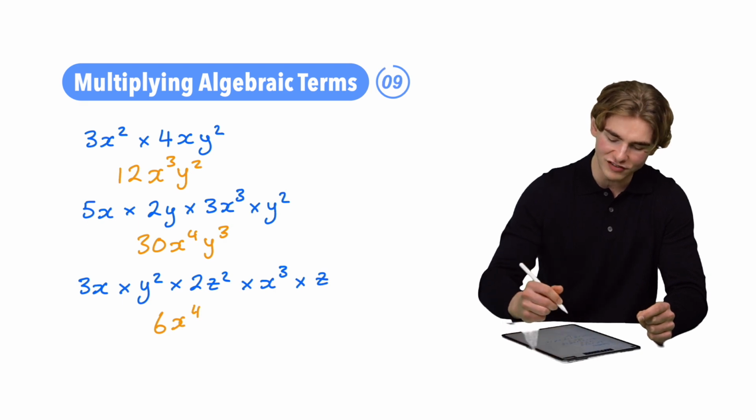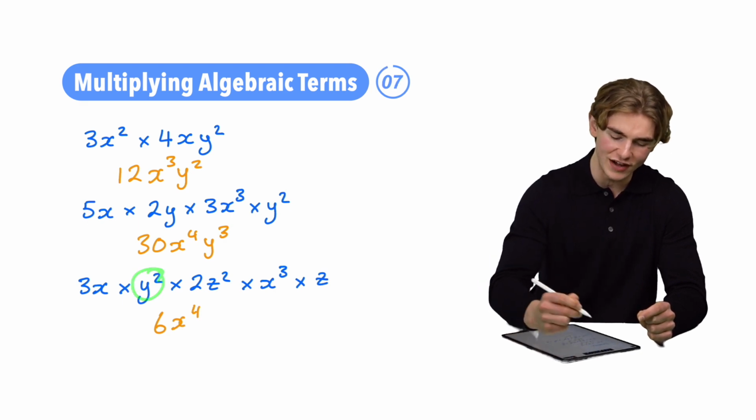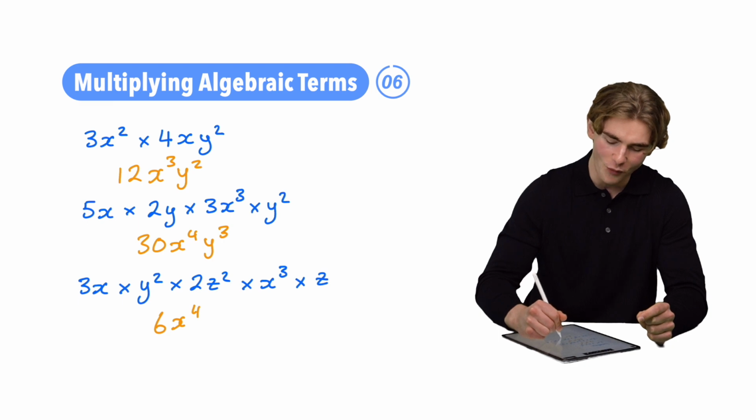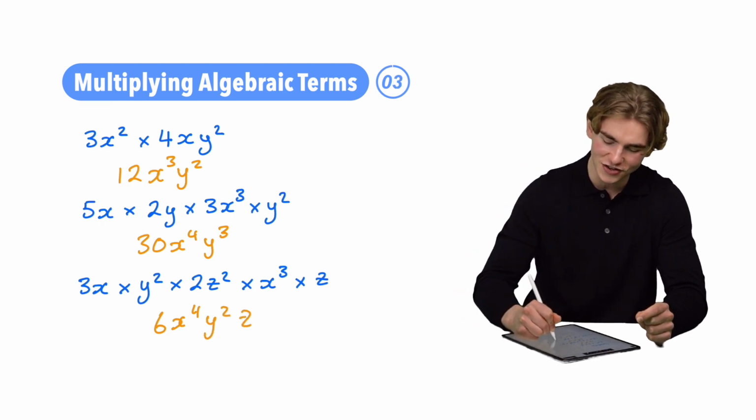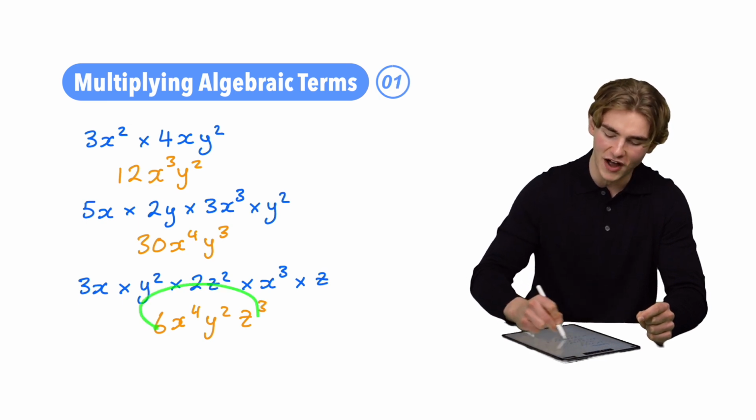What about our y's? We have only one number in y, so that's going to be y squared that we have. And finally, z squared times by z, that's going to give us z cubed, guys, as our final part to our final question.